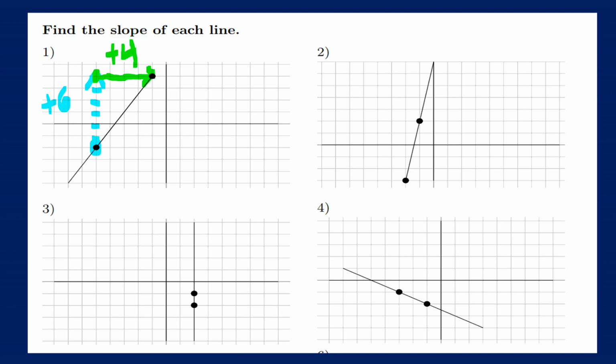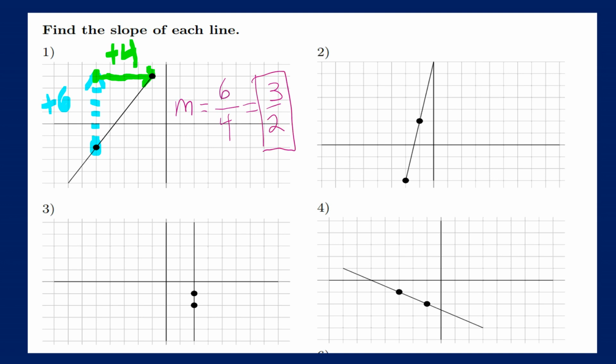So now my answer for this one, let's choose a nicer color here. How about purple? So here, my slope, which is rise over run, the rise was +6, while the run was +4, and 6/4 reduces to 3/2.